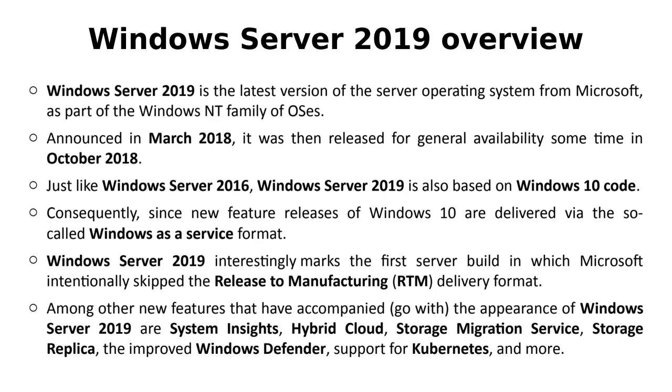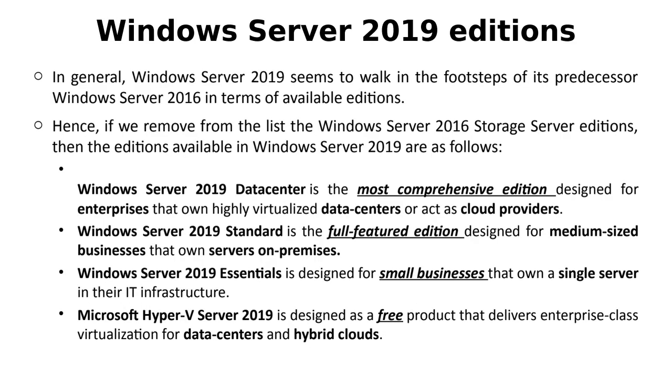Okay. It is based on Windows 10 code, the same as the code used in Windows 10. But it has more features than Windows Server 2016. All right? We are talking about some of them: System Insight, Hybrid Cloud, Storage Migration, Storage Replica, Windows Defender, and Kubernetes. These are all more advanced features you have in Windows 2019 than Windows 2016.